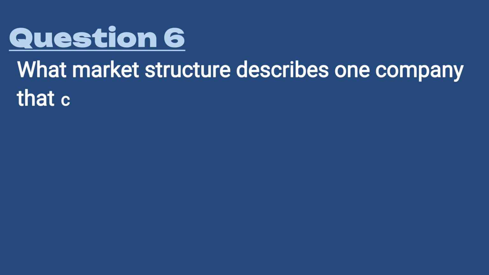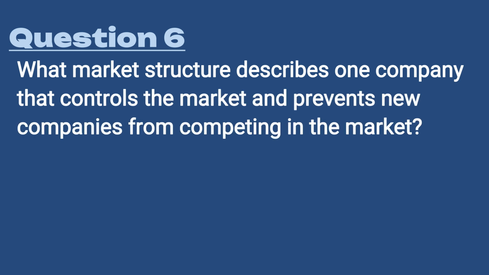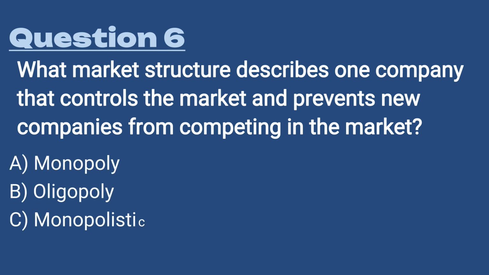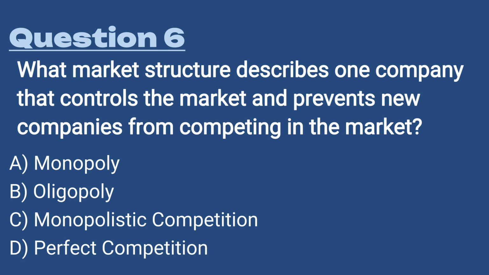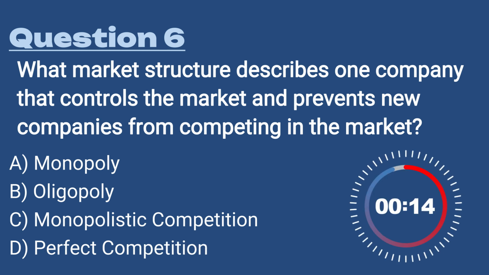Question number 6. What market structure describes one company that controls the market and prevents new companies from competing in the market? A, monopoly, B, oligopoly, C, monopolistic competition, D, perfect competition.